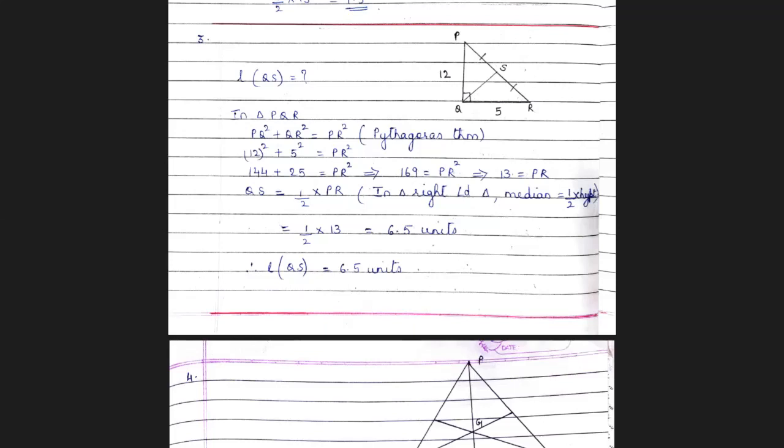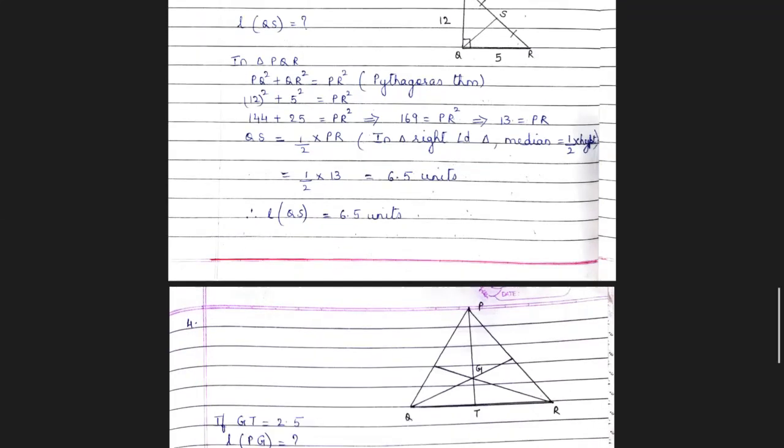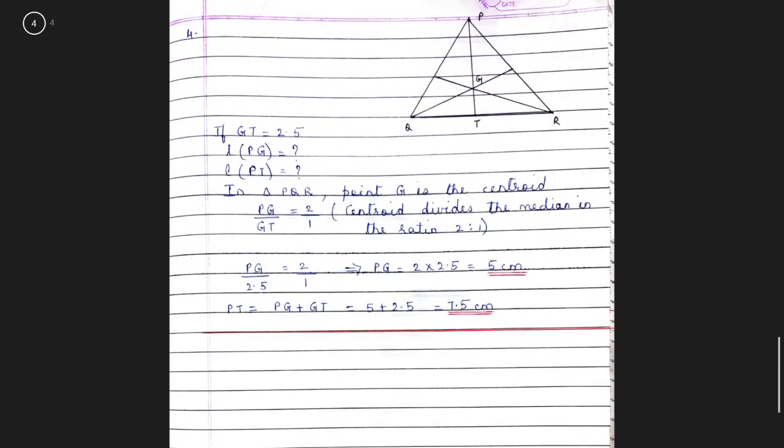So using Pythagoras theorem, PQ square plus QR square equal to PR square. 12 square plus 5 square equal to PR square. So you get 144 plus 25, which is 169, and root 169 is 13. So you have PR is equal to 13. And what is QS? Half of PR by the theorem. So half of 13, length of QS is 6.5 units.